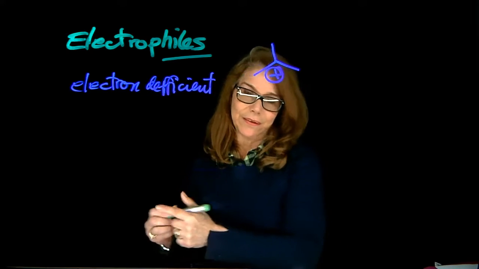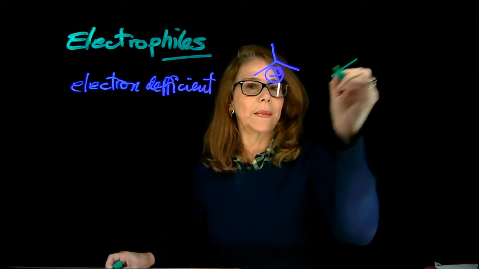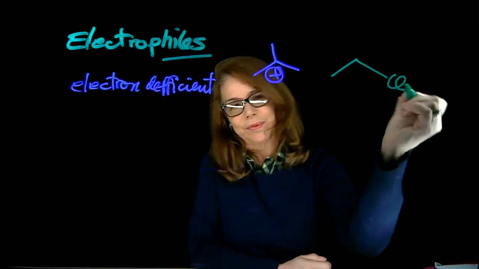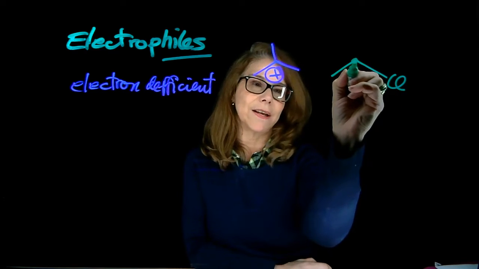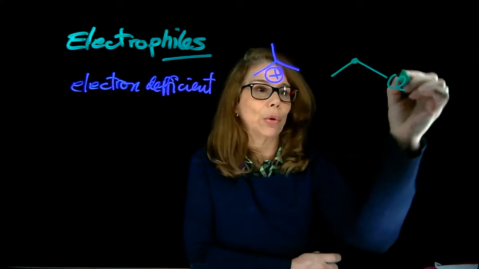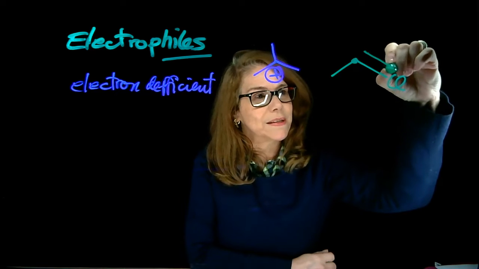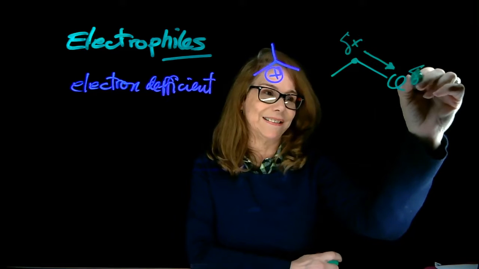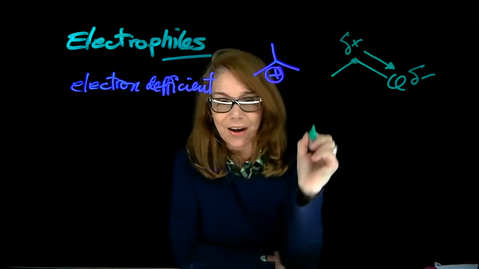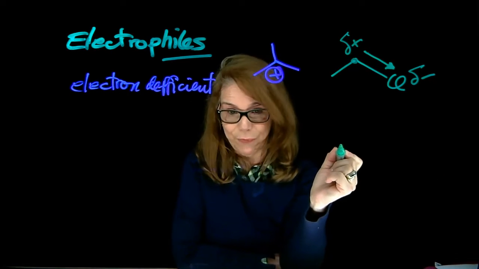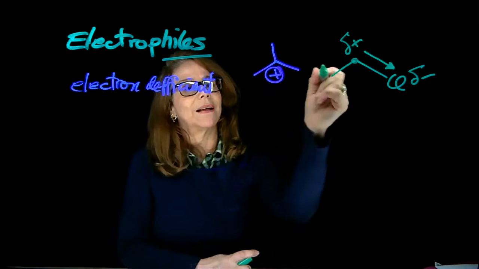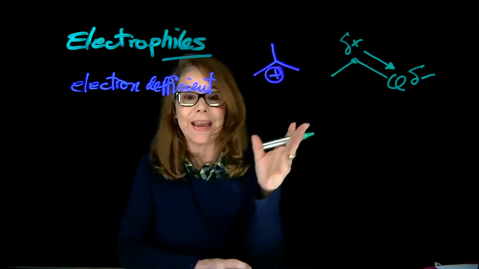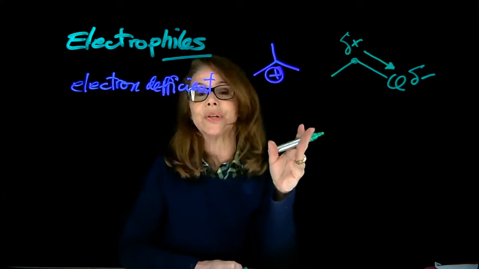Another example could be not exactly a formal positive charge, but a dipole. Say this carbon is attached to chlorine, and that makes this bond polar. So this is delta positive, this is delta negative. The carbon there is electrophilic, and because of that, an electron-deficient species like that can be attacked by an electron-rich species, which are nucleophiles.